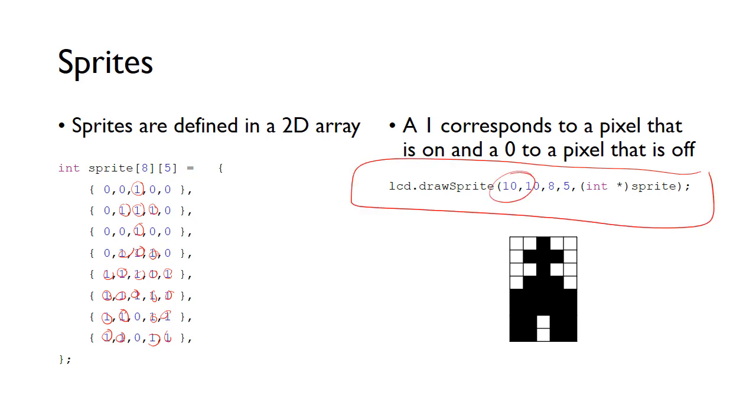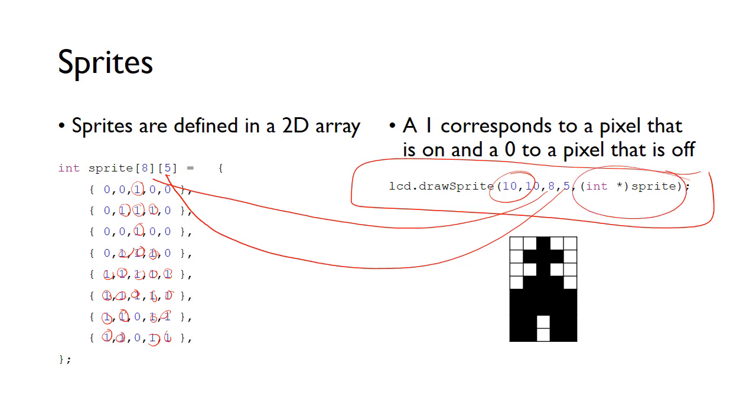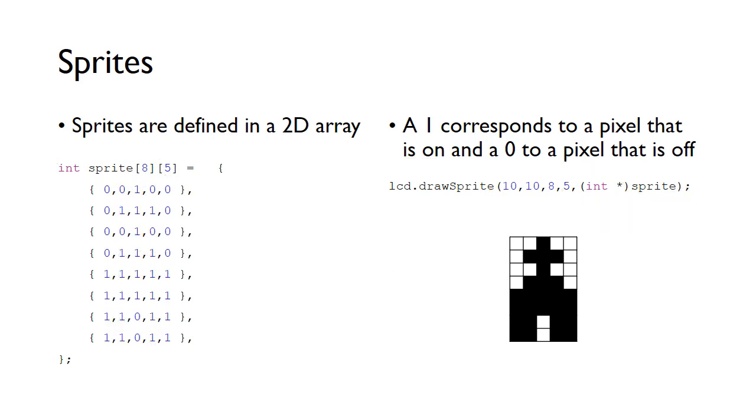Again, this is the XY position of it. 8 is the number of rows and 5 the number of columns. You can change these as you draw different sprites; obviously the height and width will change, and then we tell it the sprite. Because this is a 2D array, you just need to put int star. That allows us to send it to this draw sprite function. This is a sprite which will then appear on the LCD, and you can see that each row in here corresponds to a row defined in that 2D array. So that's how you can create sprites and print them on the LCD.